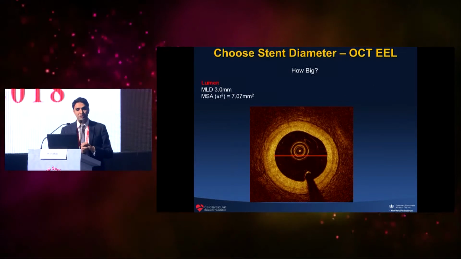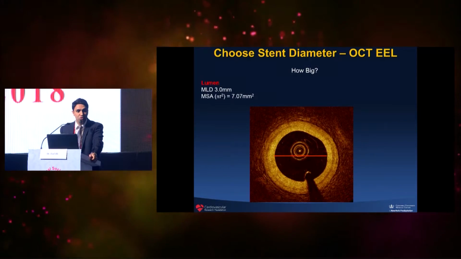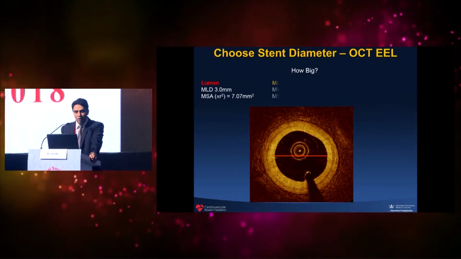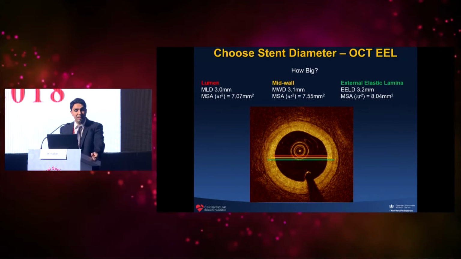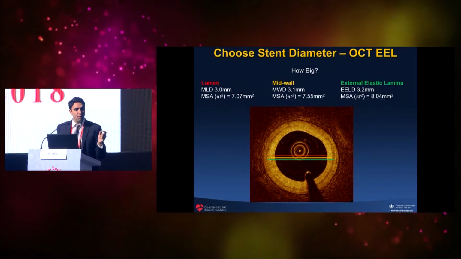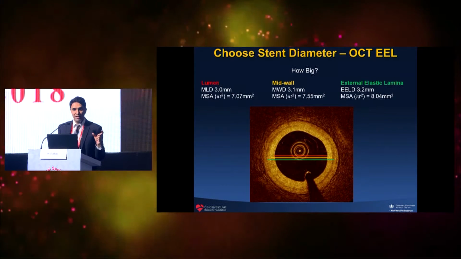How do you choose your stent size by OCT? You choose it according to the external elastic lamina. The reason we choose the media or EEL is because it leads to a significantly larger area despite having just a small increase in diameter. Small increases in diameter lead to huge increases in area.